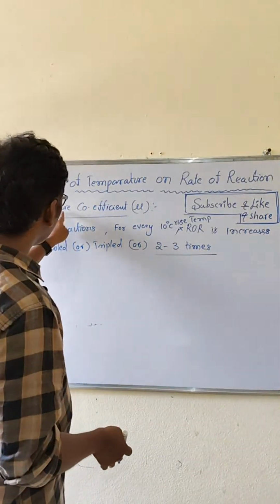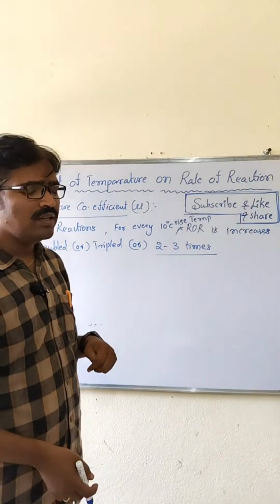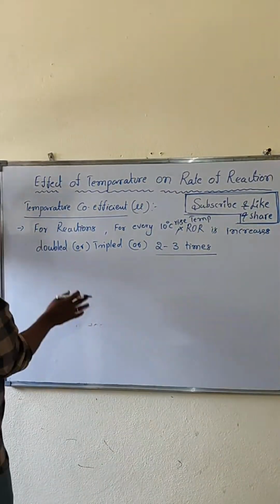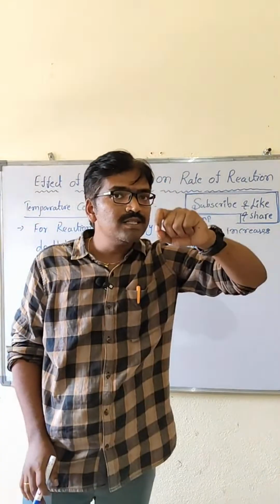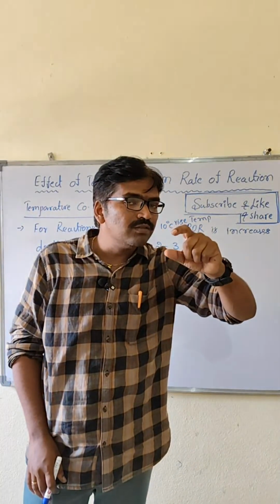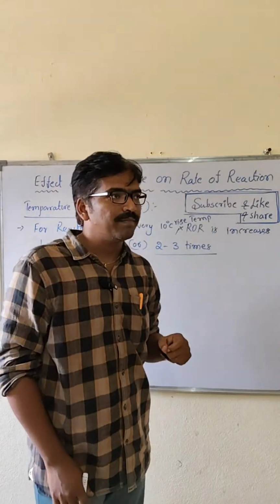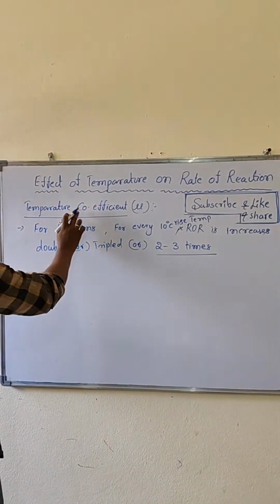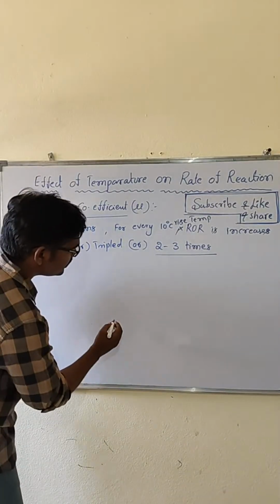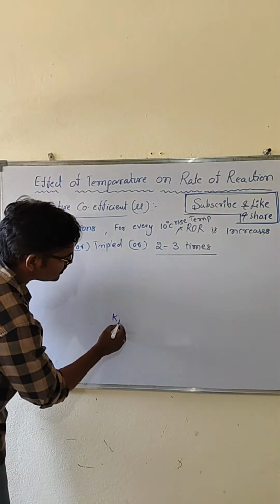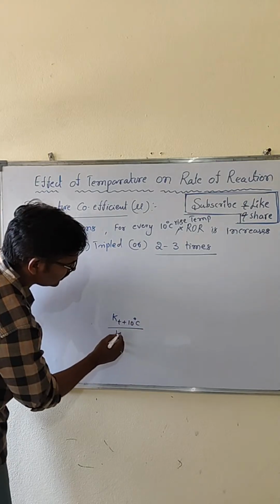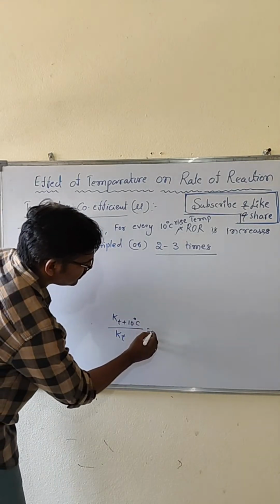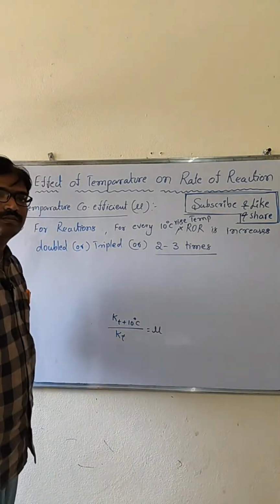So what is the temperature coefficient actually? Temperature coefficient is nothing but the ratio of specific rates at two different temperatures which differ by 10 degrees Celsius. So I told, the two rate constants, K at T plus 10 degrees Celsius divided by K at T, is equal to the temperature coefficient.